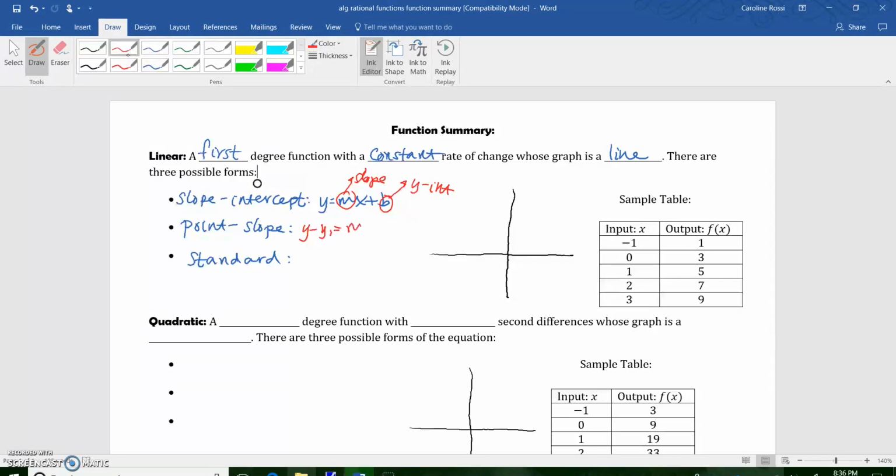Point-slope form was y minus y1 equals m times (x minus x1). You could do y2 minus y1 and x2 minus x1. Either one's fine. The last one that you worked with was standard form. Standard form we saw a lot with linear programming, whenever you had the constraints and you would graph them. And the way you graph them is we graphed using x and y intercepts.